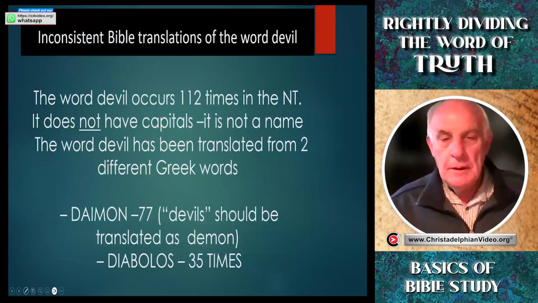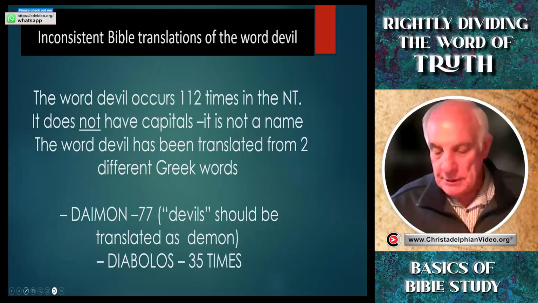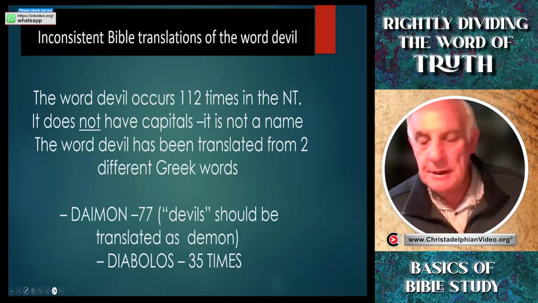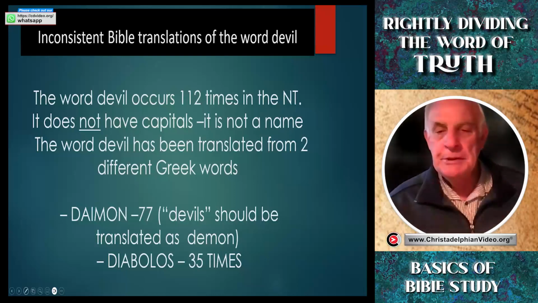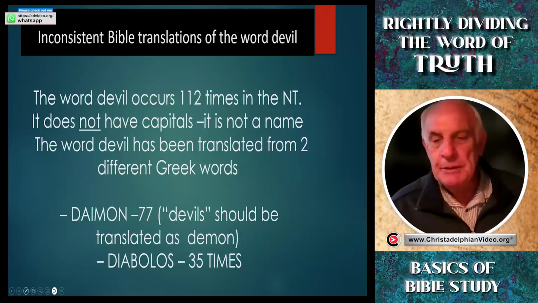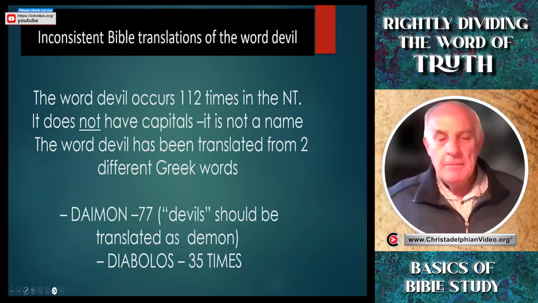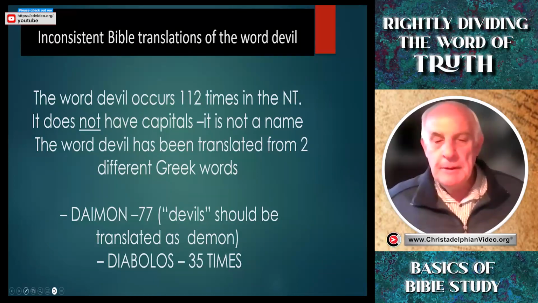Well, here are some of the inconsistencies of the translation of the word devil. Now, you have the word devil in the English form, occurs 112 times in the New Testament. It does not have capitals. You'll see whenever they could put a capital on it, they do. It's not a name. The word devil has been translated from two different Greek words, and we need to be clear that there were two different words that we find translated as devil or devils in our Bible. One is the word daimon or demon, and that occurs 77 times.